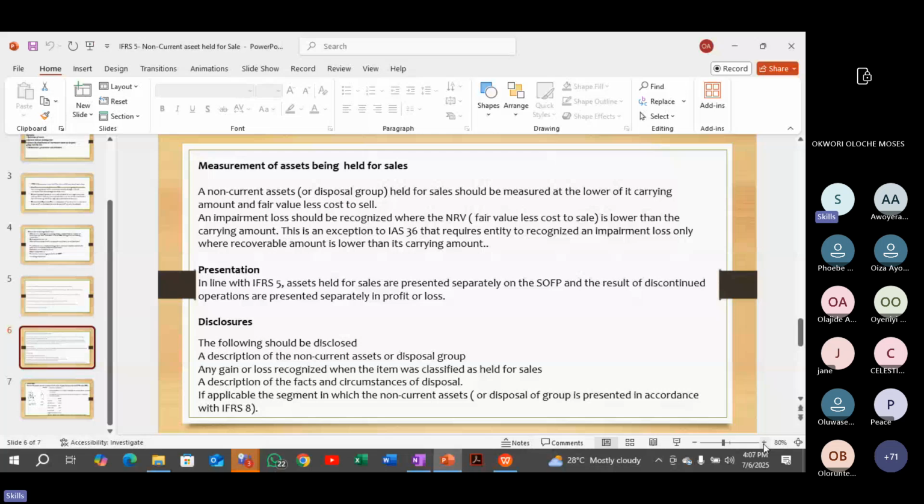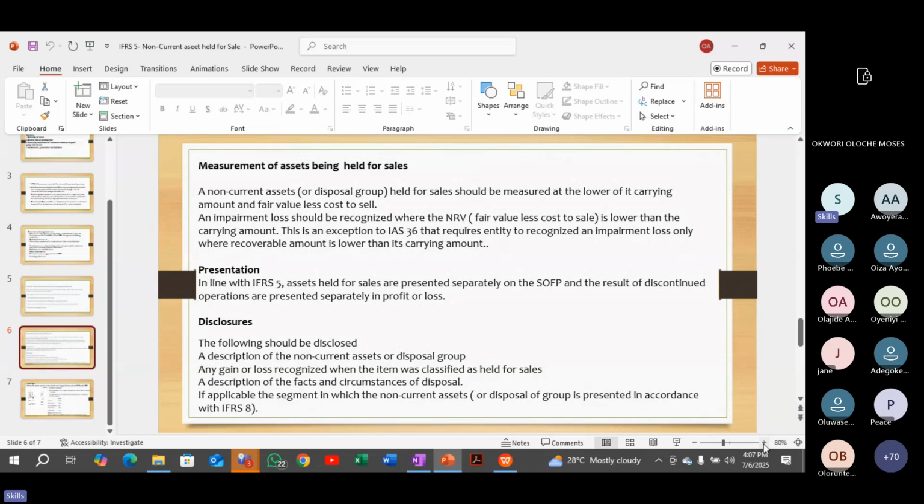Okay. So now, presentation. How do you present it in your financial statement? Sir, please, before going to the presentation, can you come again with the explanation of the measurement? The measurement, I said a non-current asset or disposal group held for sale should be measured at the lower of carrying amount. And what does carrying amount mean?